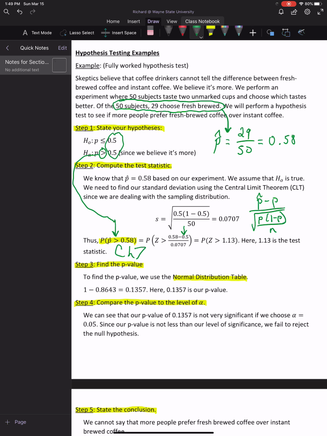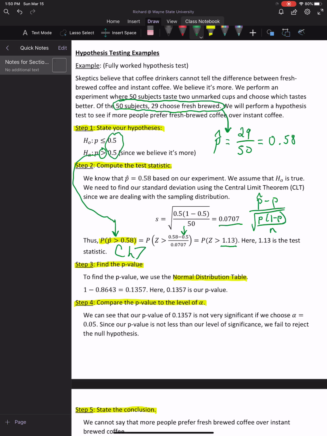And so this work here where it says S, that's the denominator. So sometimes we tend to write that computation out a little separately. And so 0.0707 is simply your denominator there, okay? So we've got 0.58, which again is p hat, minus 0.5, which is the parameter, again coming right from the hypotheses, divided by 0.0707. This gives us a z-score of 1.13.